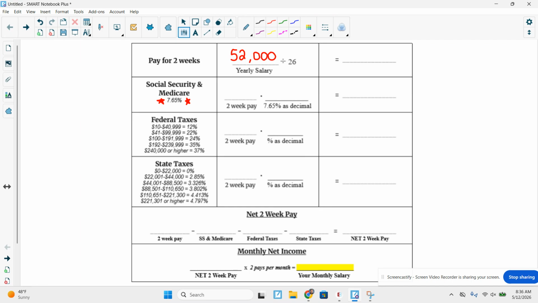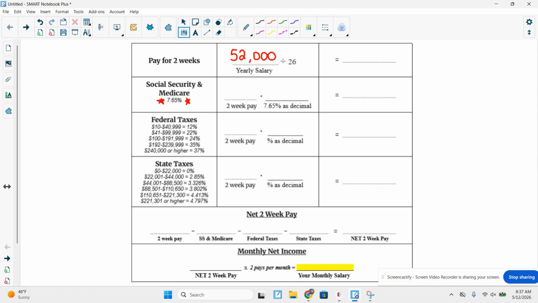Now here's the thing. With federal and state taxes, everyone pays a certain percentage. If you make more money, you pay a higher percentage. So for you, you make less, so you're not going to have to pay as much as someone who makes more than you. For me, looking at federal taxes, I make $52,000 a year. What percentage would that put me at?